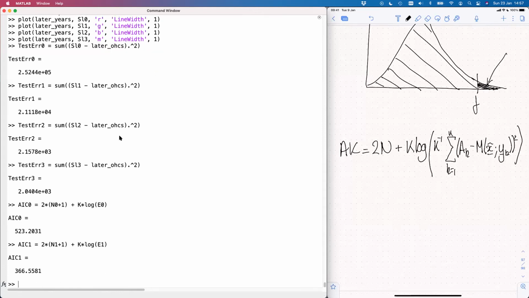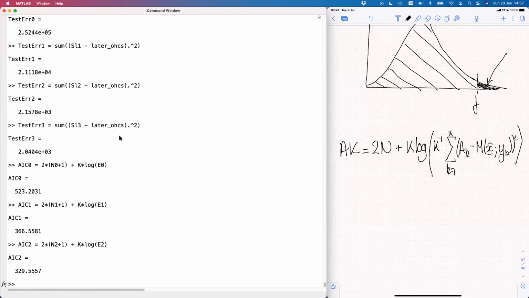$366, okay, so we're getting a substantially lower AIC for the linear model compared to the constant model, as we might hope. And for our quadratic model, 329.5, okay. And finally, for the cubic model, we get a slightly higher value now of 331, and that's because the errors are almost the same for these two models, but of course the cubic model has one additional parameter, and that pushes its AIC up a little bit.